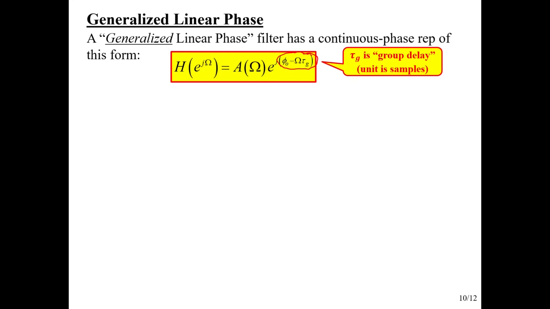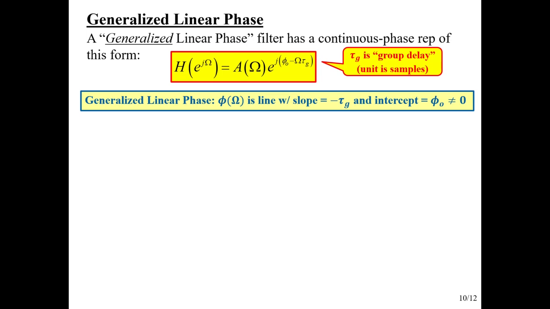Okay. And we're going to call this tau sub g, group delay. And just like before, it's got to have units of samples, same dimensional argument as before for the phase delay. So we say a generalized linear phase, this is the continuous phase representation's phase, is a line with slope minus tau sub g and an intercept phi sub 0 that is not equal to 0. If it were equal to 0, that would be our non-generalized linear phase. So I'm just saying this explicitly to point out that this is different from what we saw before.